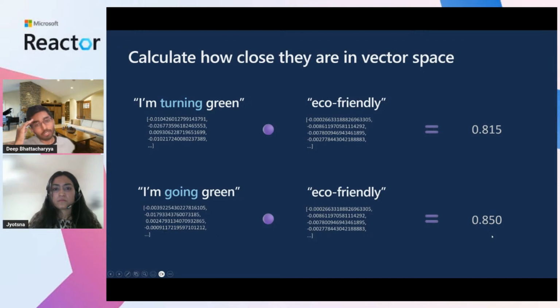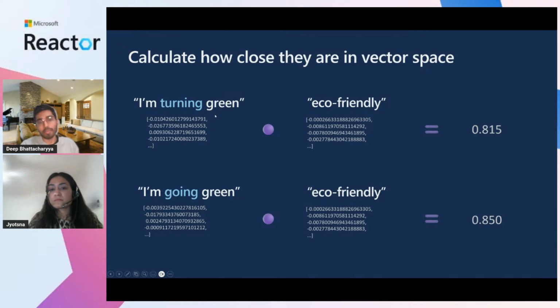Now, I had a really good question last time, which was, why is it 0.815? Why isn't it higher or why isn't it lower? That really depends on the words themselves. Eco-friendly is definitely not the same word as I'm turning green. The question actually was, why isn't the difference between these a lot higher? I think it's because there's the word green in it. So potentially there is still a lot of vector bias.